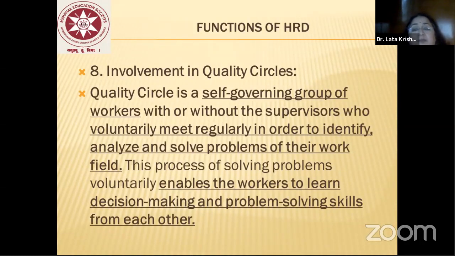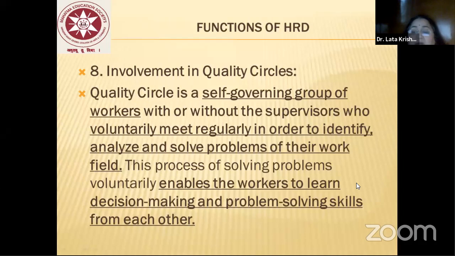Involvement in quality circles. I spoke to you about quality circles. A quality circle is a self-governing group of workers. They work together, either voluntarily, in order to identify, analyze and solve problems of their work field. So what is this quality circle? It's normally a group of people from the shop floor. Ideally, it is a team of people from the factory. When they are watching the production happening, there could be some problems that they are facing. To solve those problems, people come together.